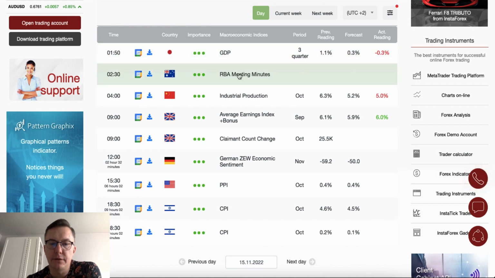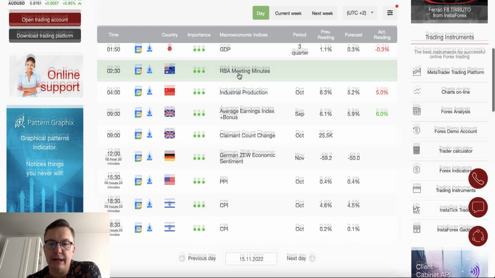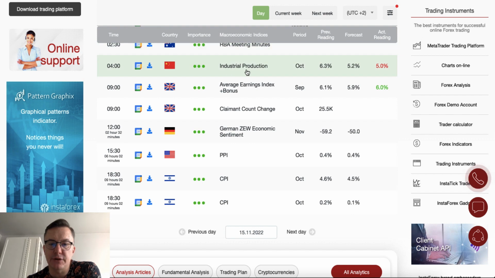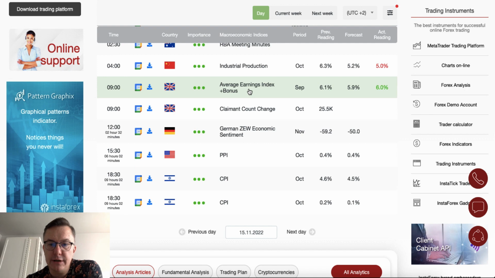RBA meeting minutes were published overnight as well, and the industrial production from China was published too. 5% is the actual reading, which is worse than the forecast of 5.2 and worse than the previous reading of 6.3. Average earnings index and bonus from the UK had been published already, but during the London session we are still waiting for the Claimant Count Change and German ZEW economic sentiment.